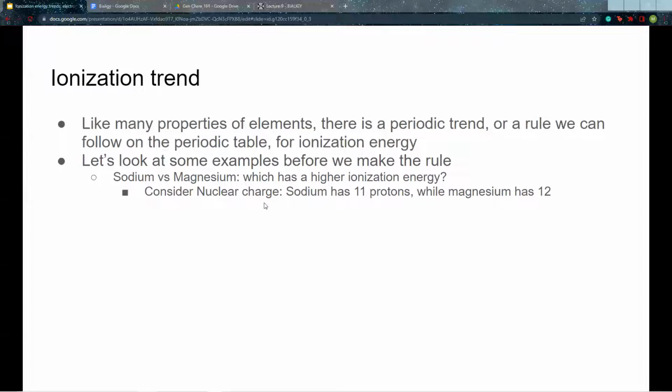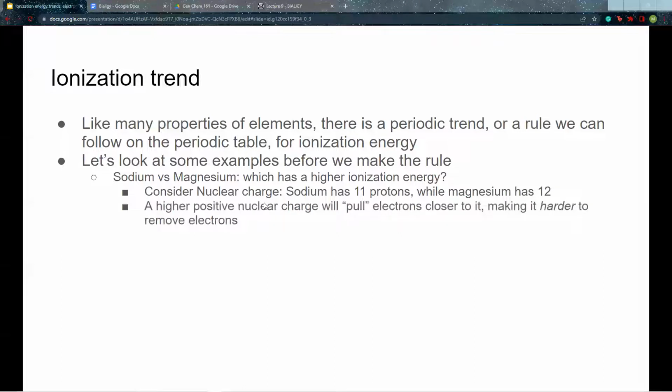Actually, that would be incorrect. The key here is to consider the nuclear charge over the number of valence electrons. If you said that magnesium would have a higher ionization energy than sodium, that would be correct. Magnesium's higher nuclear charge will pull its electrons closer to it, making it harder to remove those electrons. Therefore, magnesium wins in this comparison.